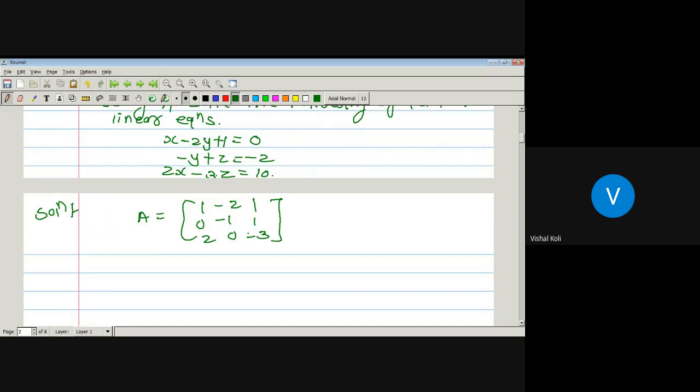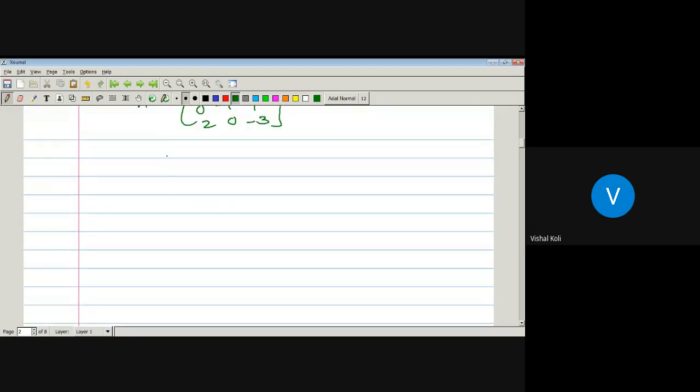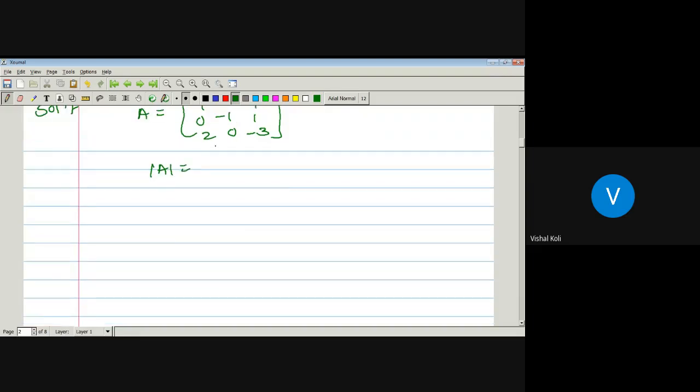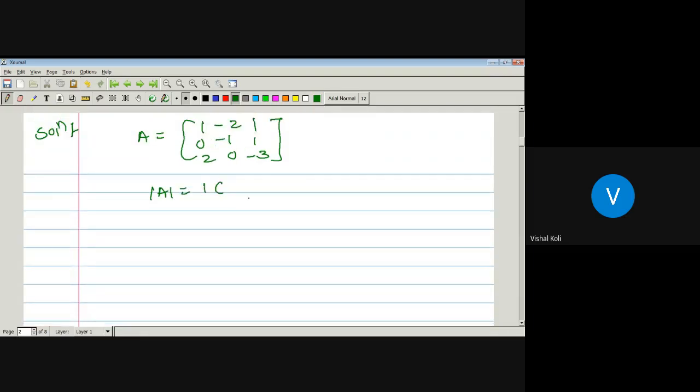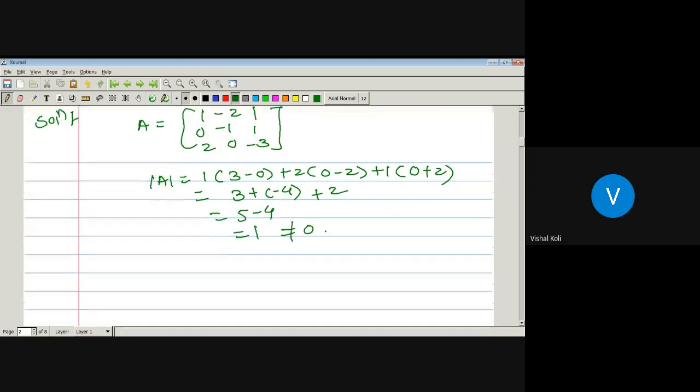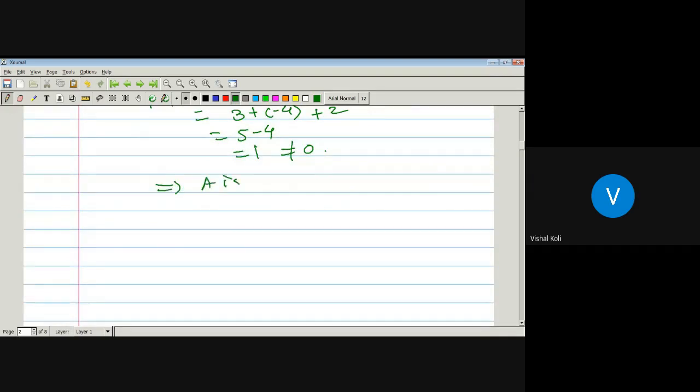Okay, so now first find out its determinant. Determinant of A is equal to 1 into minus 1 into minus 3, 3, minus of 0 plus 2 into 0 minus 2, plus 1 into 0 minus of minus plus 2, which is equal to 3 into 1, 3 plus 2 into minus of 2 minus 4 plus 2, which is equal to 5 minus 4, which is equal to 1, which is not equal to 0, which implies A is non-singular. A is non-singular matrix.